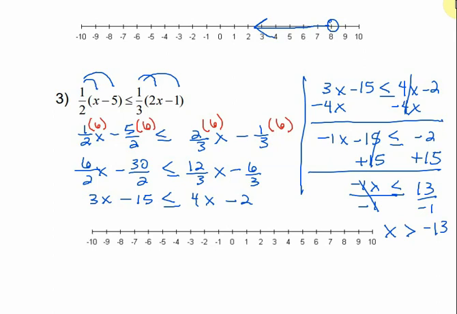Okay, so again, my number line doesn't go where I need it to go, so let me just add some of these. Negative 11, 12, negative 13. Okay, so on negative 13, I'm going to have an open circle, and then my line is going to go to the right. And that's how we solve and graph linear inequalities.